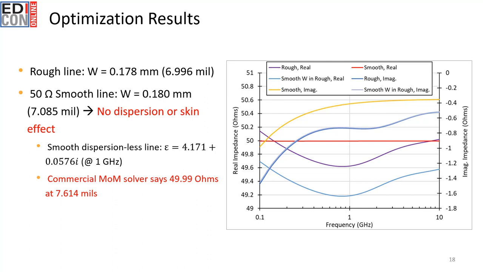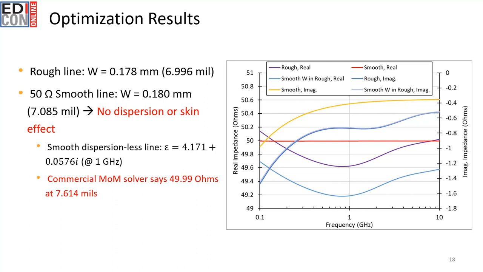What's actually interesting is to look at also what a commercial method of moments field solver says. The commercial field solver says that you get down to 50 ohms once you have 7.614 mils. This is a very popular field solver that I won't name the company that makes it here in this presentation, but I'm sure some people in the audience have used it. In our smooth dispersionless line used in the commercial method of moments field solver, because we don't have any roughness or dispersion, this is our value that we're using for dielectric constant. And again, this is just taken at 1 gigahertz.